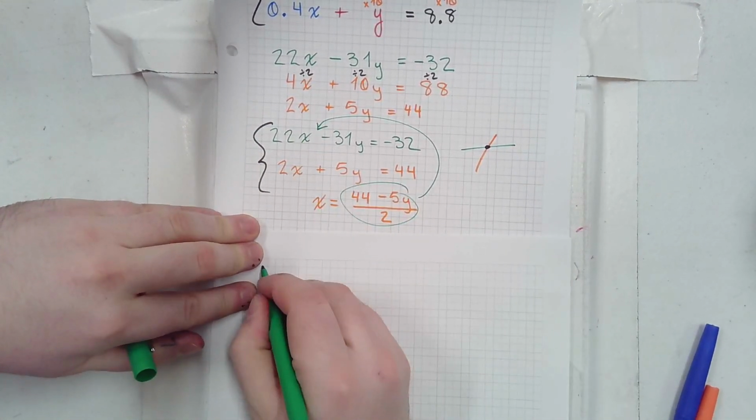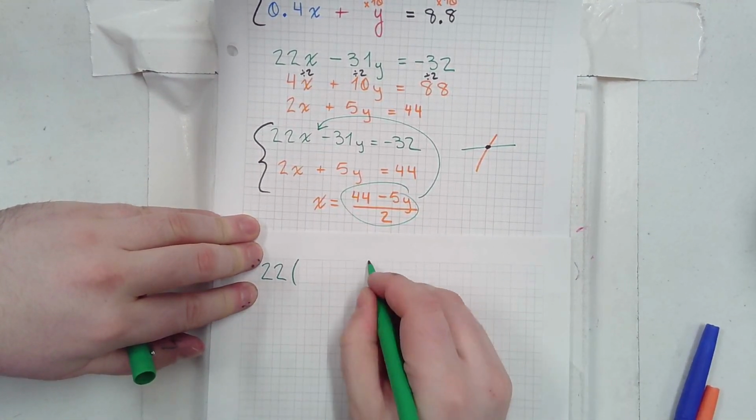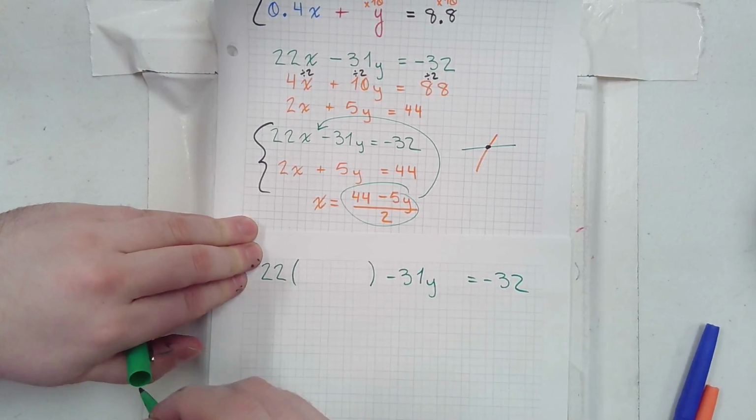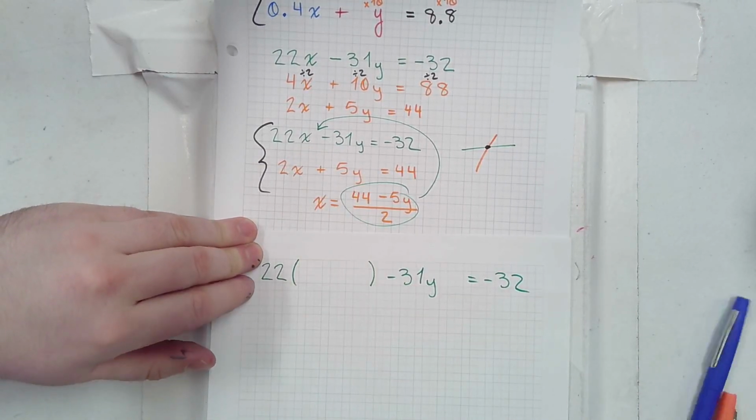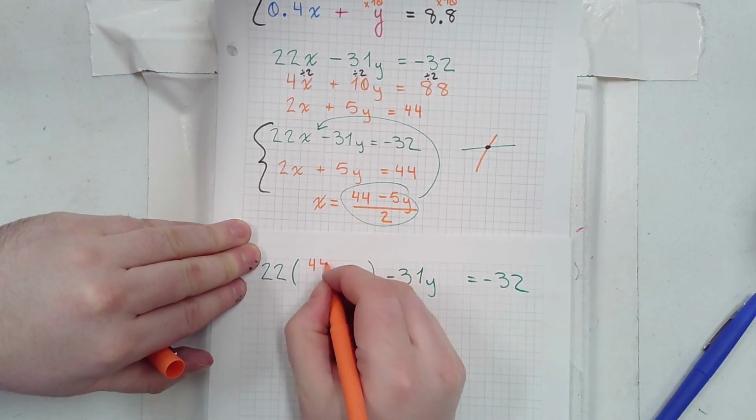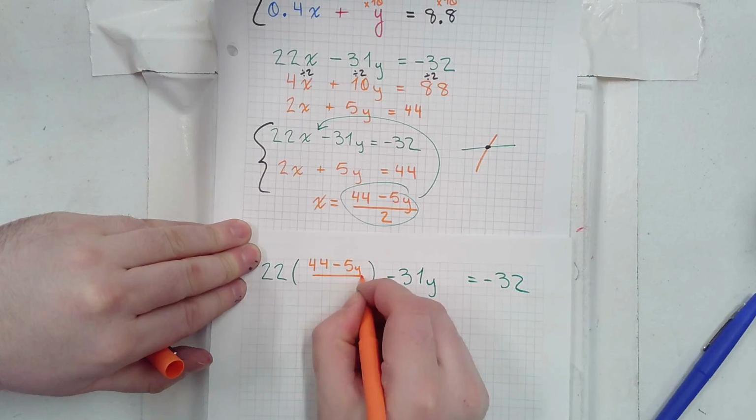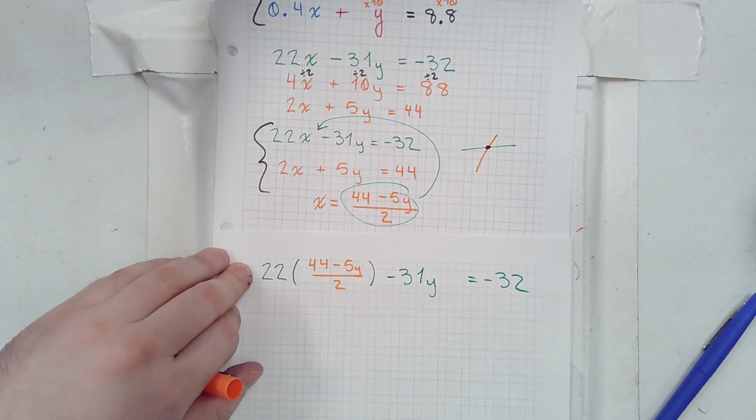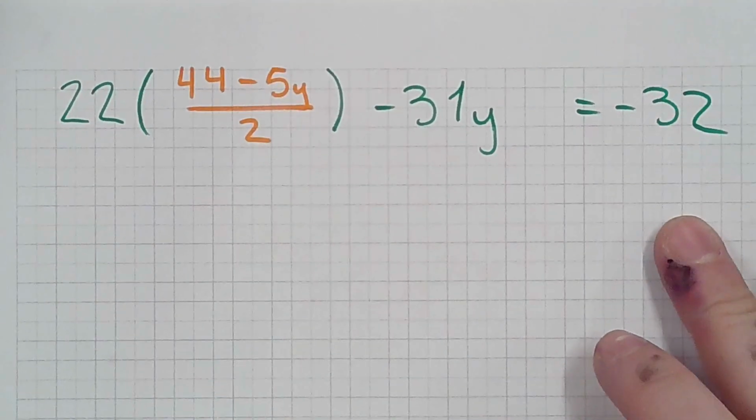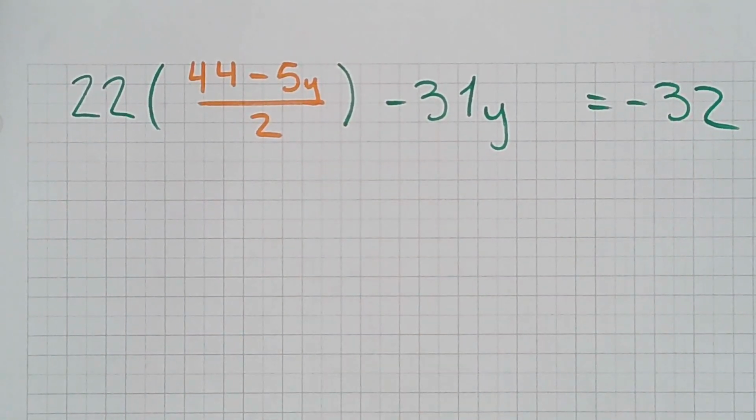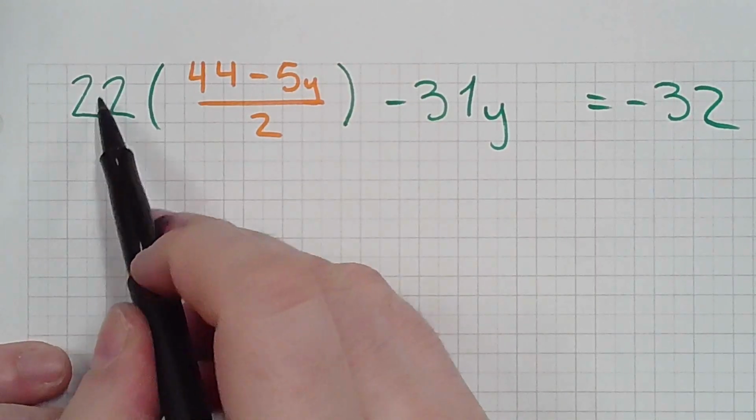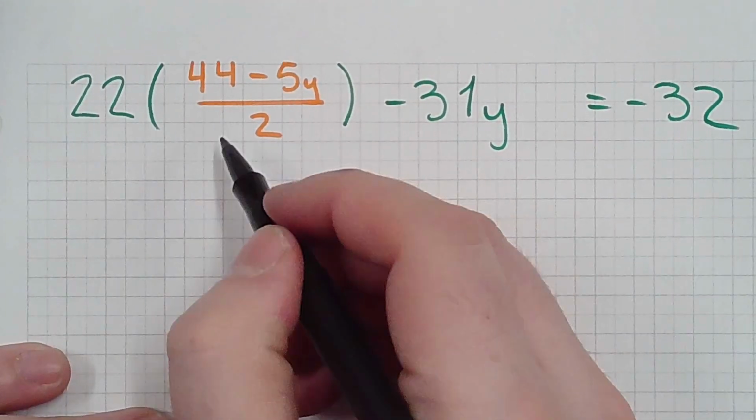This equation is 22 times whatever x is, minus 31y, equals negative 32. And instead of writing x, we're going to substitute this, because that's what x is in terms of y. And now we only have one variable. It's just y values. So I'm going to move this up here so we can see it, right? Just y values. And again, the reason I like that divide by 2 there is because instead of timesing the 22 into everything, I can divide by 2 first.